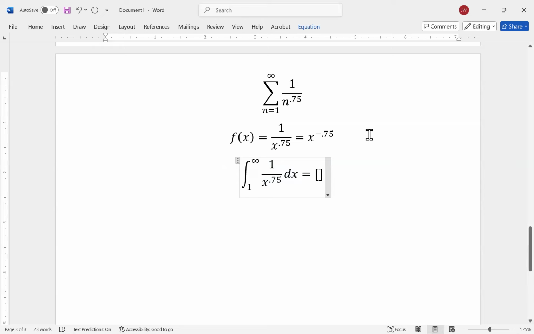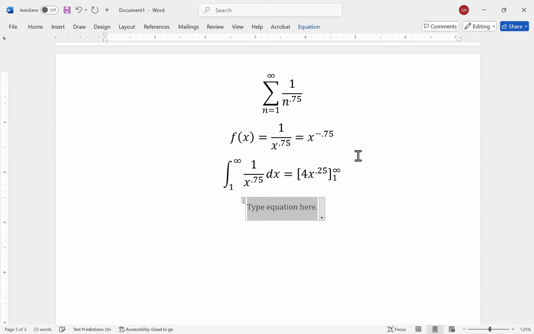The antiderivative is the antiderivative of this. We'd raise the exponent by 1. If I raise the exponent by 1, I get x to the 0.25 power. And then I would divide by the new exponent. So 1 divided by 0.25 gives me a 4. I'm going to plug in 1 and then take the limit as x goes to infinity.